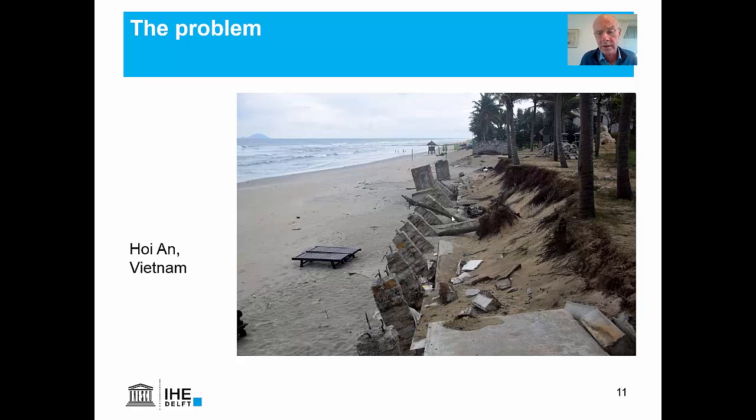So what is coastal engineering about? Well, the main problem we are talking about is coastal erosion. I mean, that is a very fundamental problem, and we see it a lot. Here's an example from Hoi An in Vietnam, in the center coast.